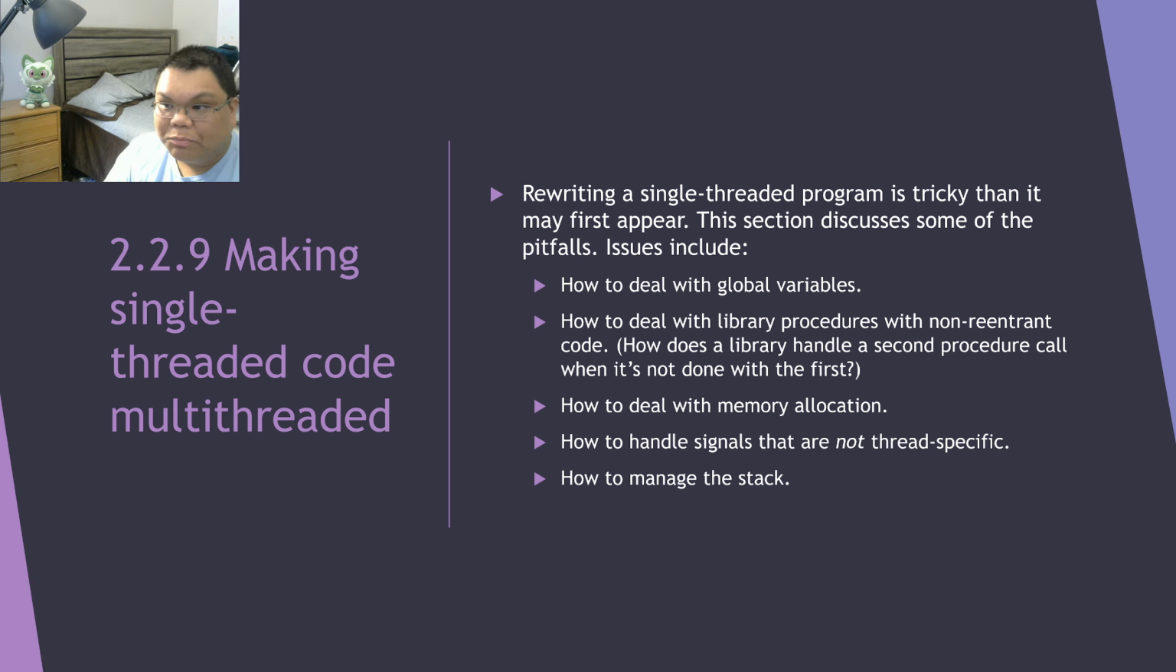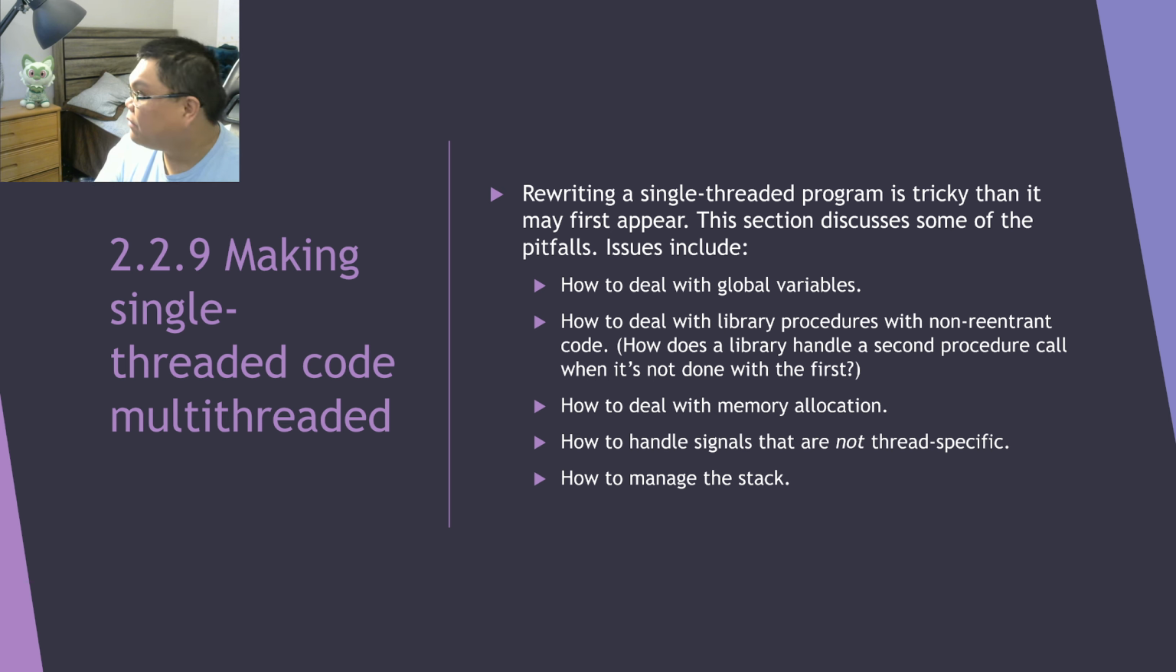Okay, so section 2.2.9 is a few paragraphs on how to make single-threaded code multi-threaded. There are some concerns with turning a single-threaded program into a multi-threaded program. Namely, how to deal with global variables, how to deal with library procedures with non-reentrant code. How does a library handle a second procedure call when it's not done with the first? How to deal with memory allocation, how to handle signals that are not thread-specific, and how to manage the stack. So those are some of the concerns and pitfalls with making single-threaded code multi-threaded.